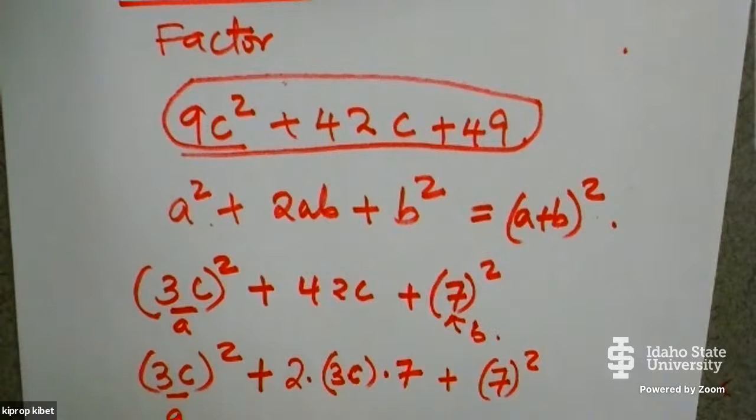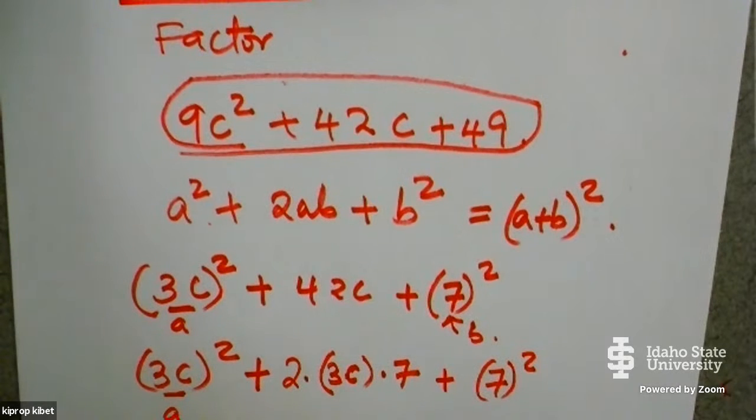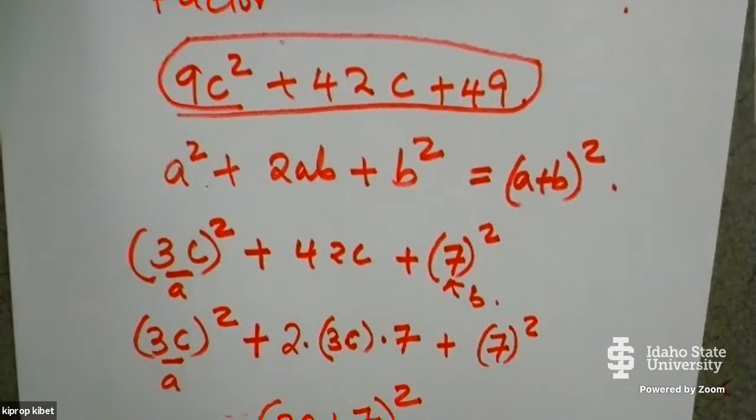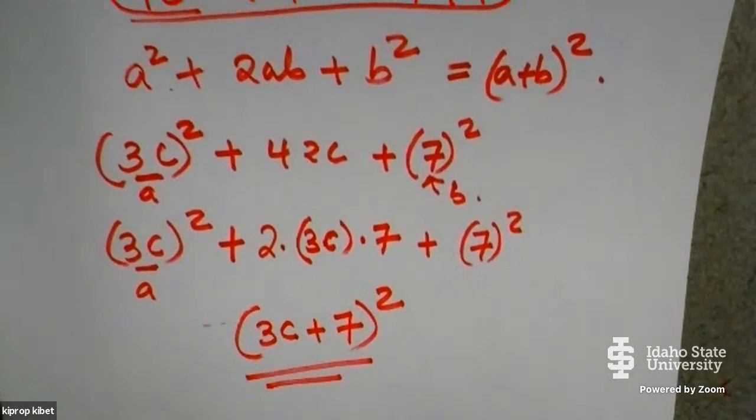Okay, before we go to that, let's look at this one. It will be equal to 42. So 2 by 3 is 6, by 7 is 42. So basically, our factor will be 3c plus 7, then you square. 3c plus 7 squared.